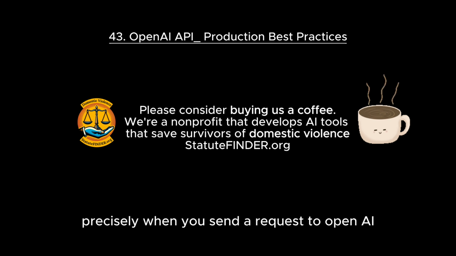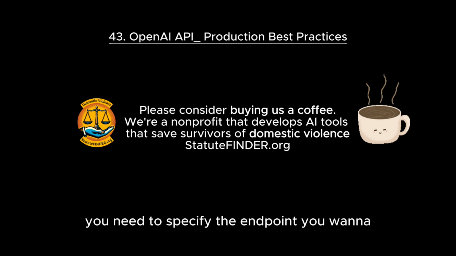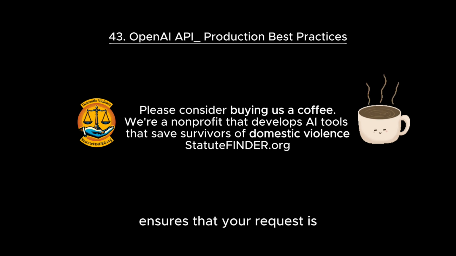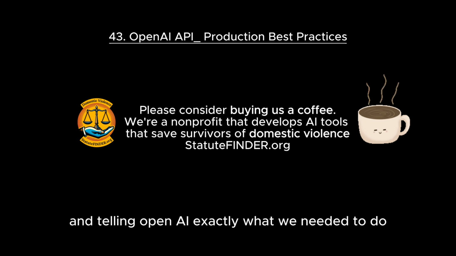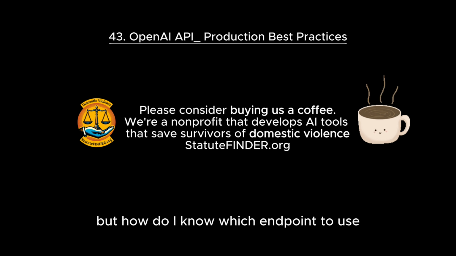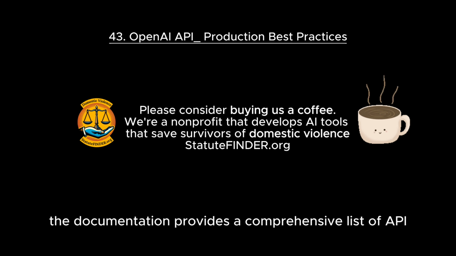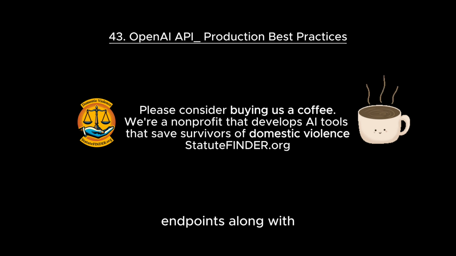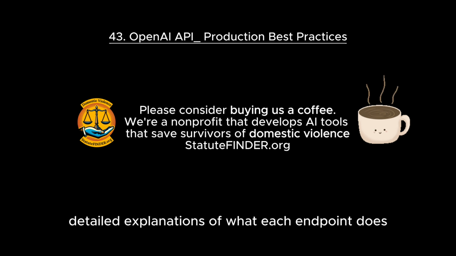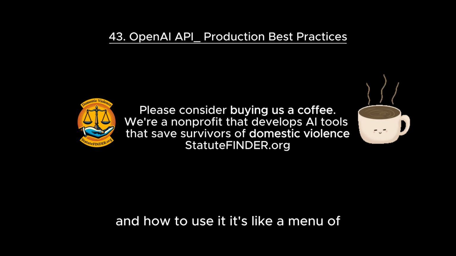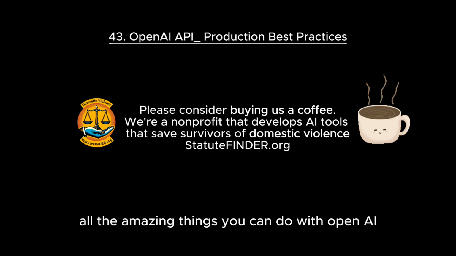Precisely. When you send a request to OpenAI, you need to specify the endpoint you want to use. This ensures that your request is routed to the correct part of the system and processed appropriately. Okay, so it's all about being specific and telling OpenAI exactly what we need it to do. But how do I know which endpoint to use for a particular task? The documentation provides a comprehensive list of API endpoints along with detailed explanations of what each endpoint does and how to use it. It's like a menu of all the amazing things you can do with OpenAI.